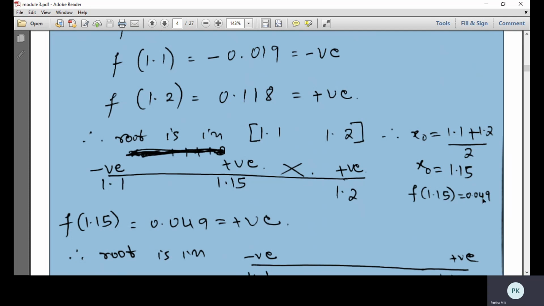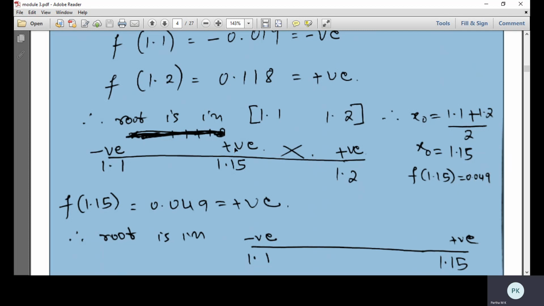That value is positive. Everything is denoted on this line. Notice, for 1.1 negative, I have written. For 1.2 positive, I have written. For 1.15 positive, I have written. Now, sir, between two positive values, no root exists. No root. Between two positive values, no root. Between a negative value and a positive value, only then a root exists.